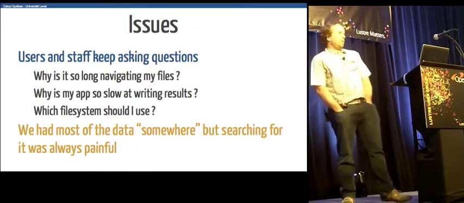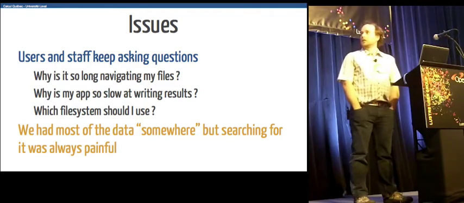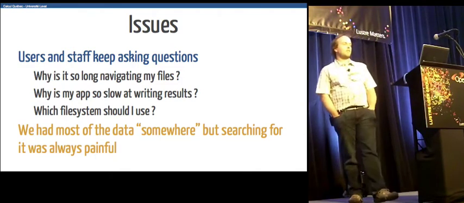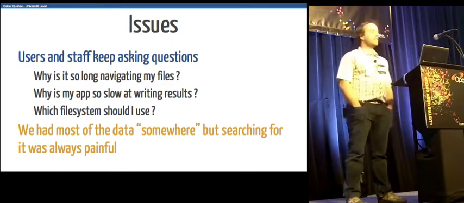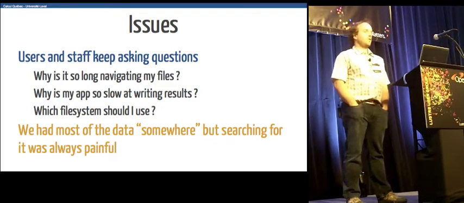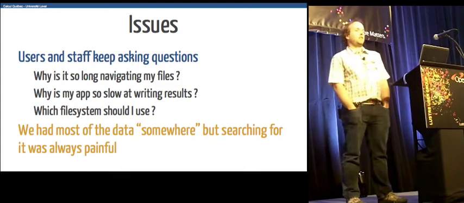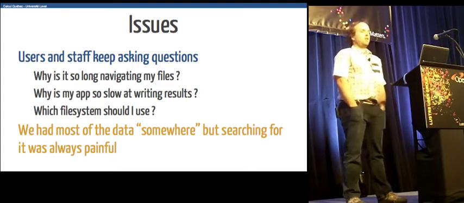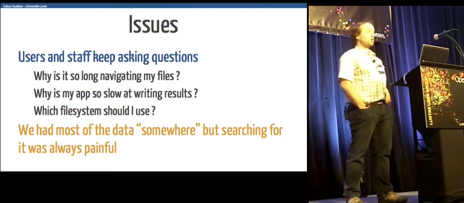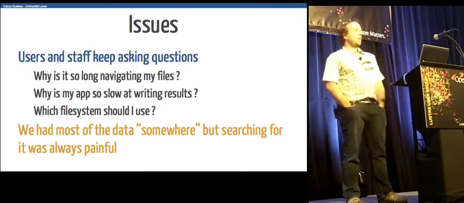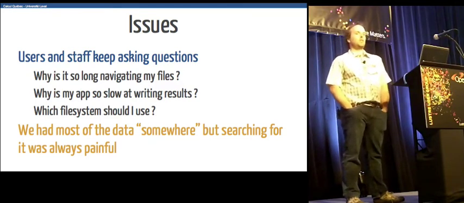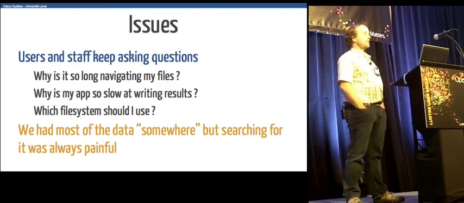So when we realized we needed something else, we sat down. Our users, and even the staff, keep asking the same questions about our Lustre file system. Why is it so long navigating or traversing the file system? Why is checkpointing taking so long? Or just basically, what file system should I use? Or why is the logging node so slow at that given point in time? And we figured we had all the information required to answer those questions, but it was dispersed across multiple systems.